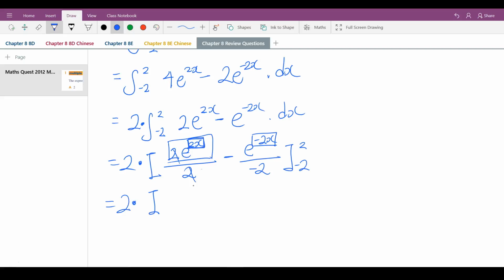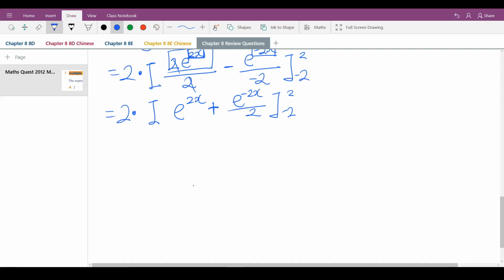Alright, so let's tidy up things here. So 2 will cancel. This is e to the power of 2x. Minus will become a positive. This will be actually a positive now. It's just e to the negative 2x over 2. Right, we can sub the numbers in. Alright, keep the 2 here. Don't mess with it. We'll do it at the end.